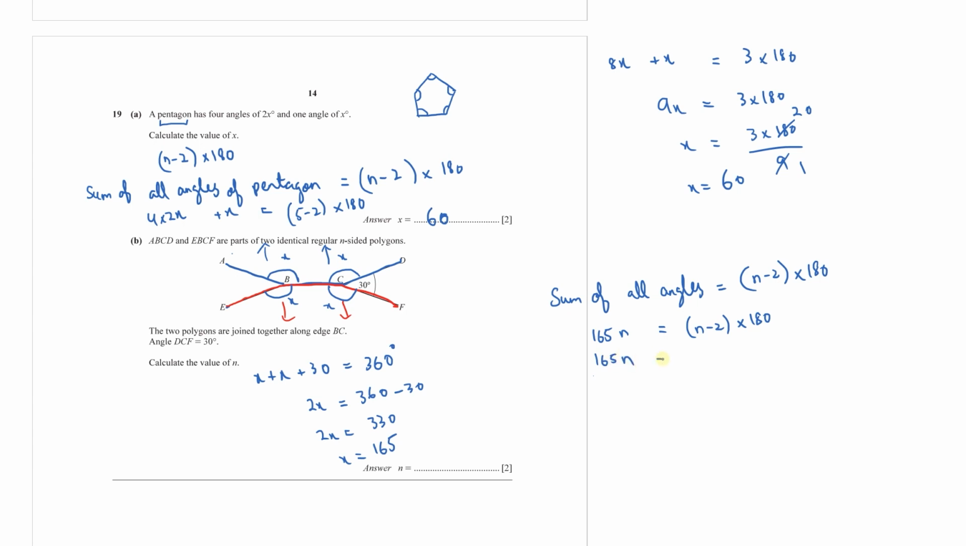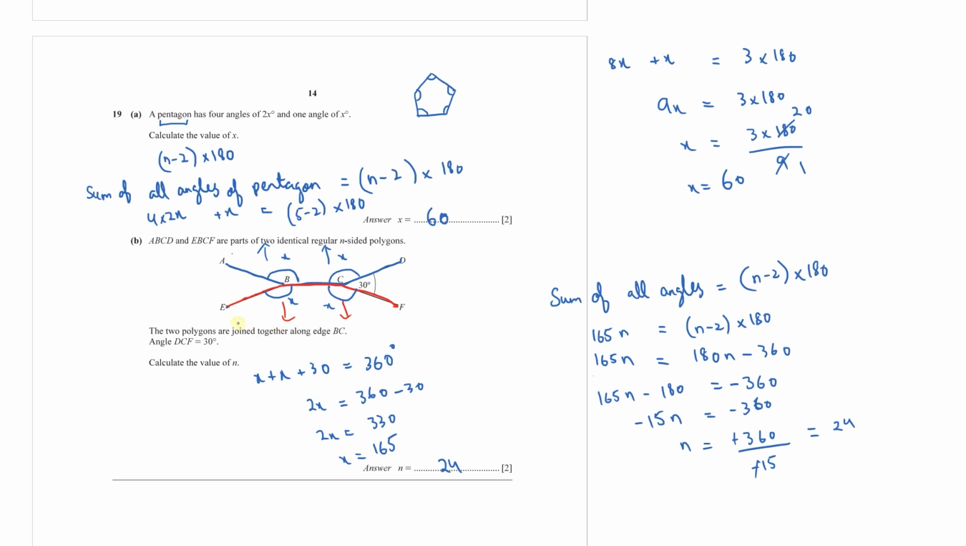So 165n equals 180n minus 360. So if I bring 180n here, I get 165n minus 180n equals minus 360. This will give me minus 15n, equals minus 360. And then n would be minus 360 divided by minus 15. So this will be 15 times 2 is 30, and then 60 and 24, and the minus signs cancel out here. So n equals 24.